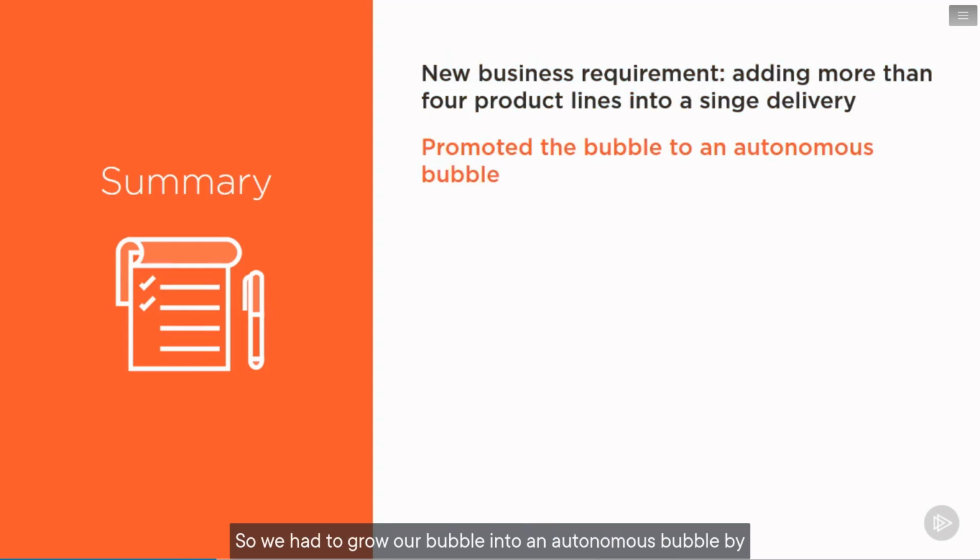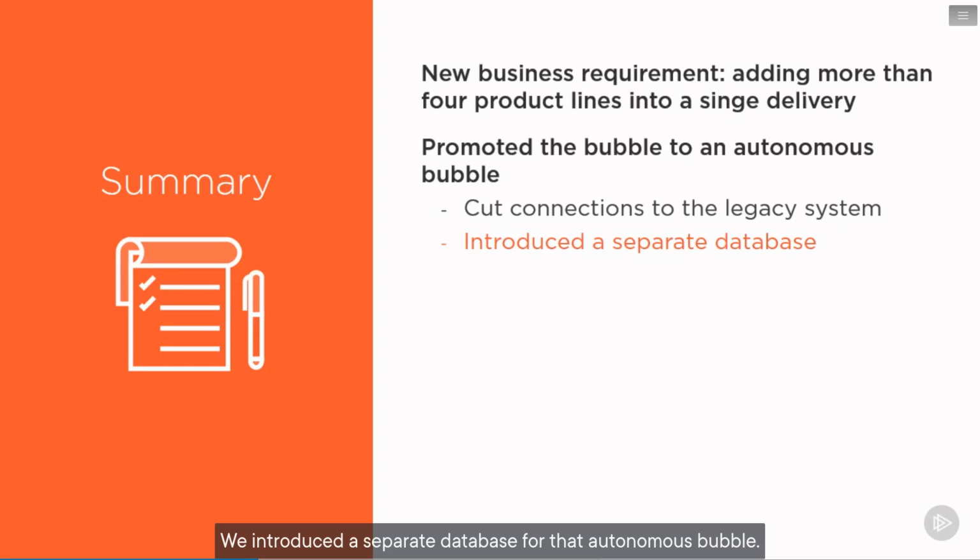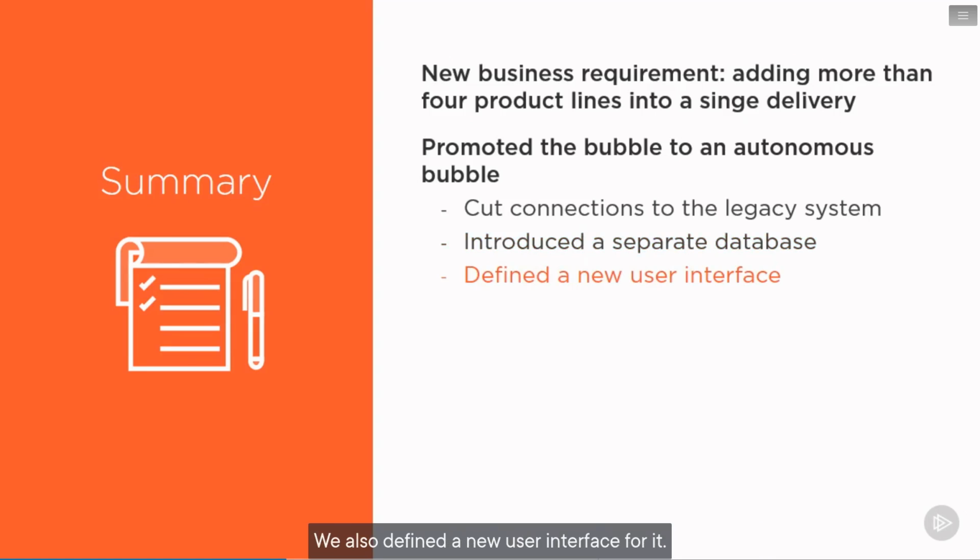So we had to grow our bubble into an autonomous bubble by cutting all connections to the legacy system. We introduced a separate database for that autonomous bubble. We also defined a new user interface for it. The new bounded context now has the full vertical slice of functionality, from the UI to the database.